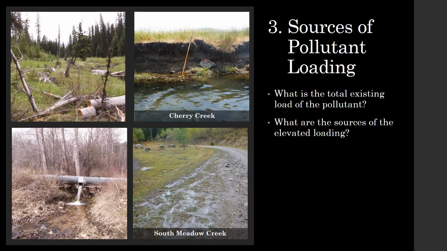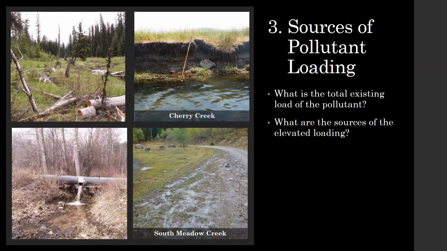In the bottom right, there is a picture of sediment making its way to South Meadow Creek via runoff from an unpaved road, even though you can't see the creek in this photo. In the bottom left, this actually is not within the Madison River watershed. This picture was taken in the Bitterroot in southwestern Montana. We have an irrigation pipe that's running across the stream, and there is a return of irrigation water flowing into the stream, which is most likely warmer water than what's in the stream, and is most likely elevating the temperature of that stream.